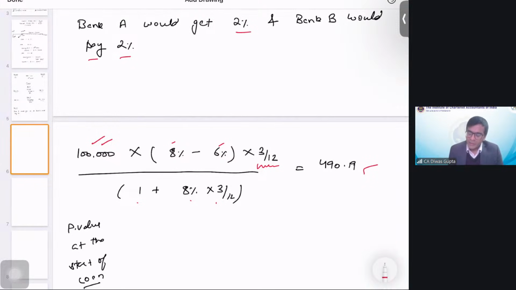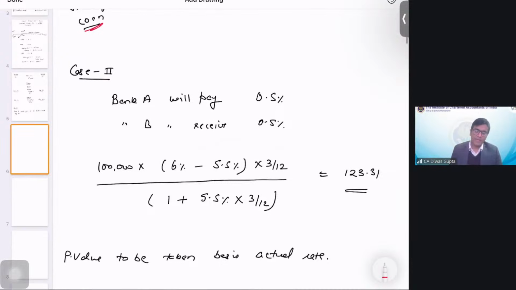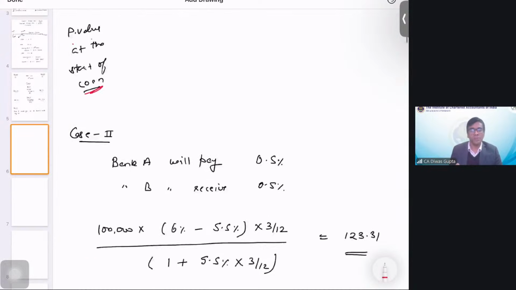So the net gain from bank A's perspective is 490.19, which will be received in the first month, and bank B would pay 490.19 in the first month itself. So this is actually the present value at the start of the loan. Okay. Can you explain this present value calculation here?